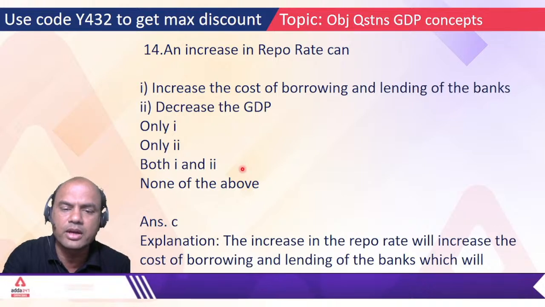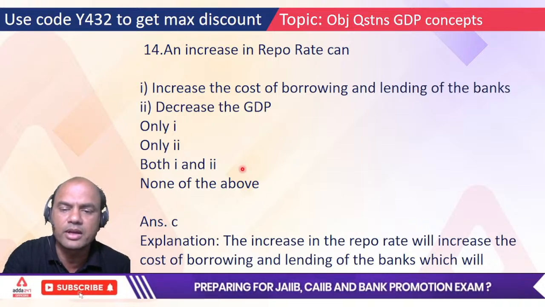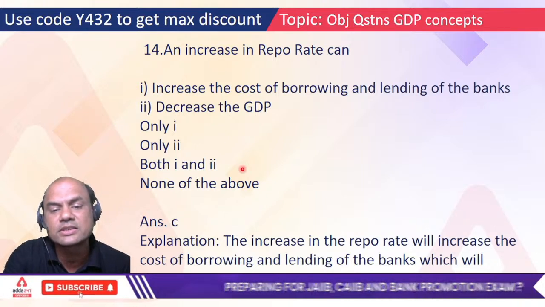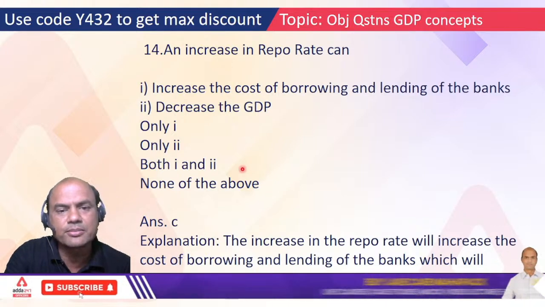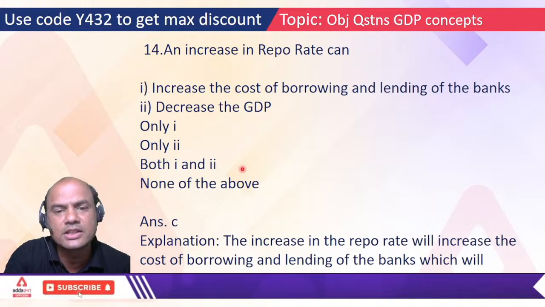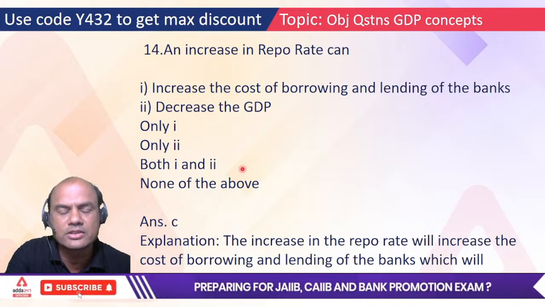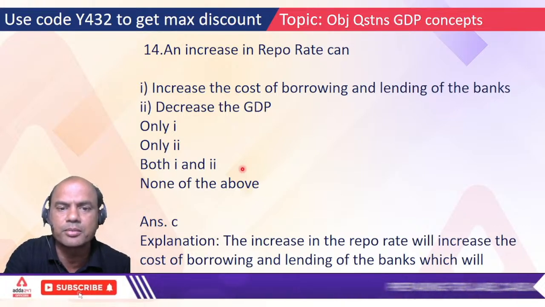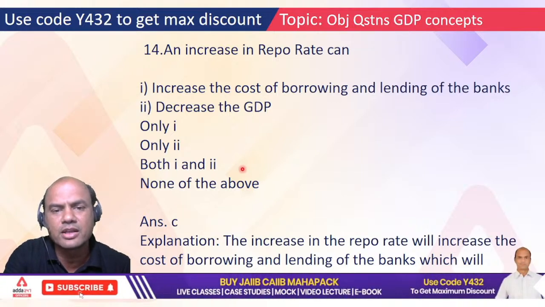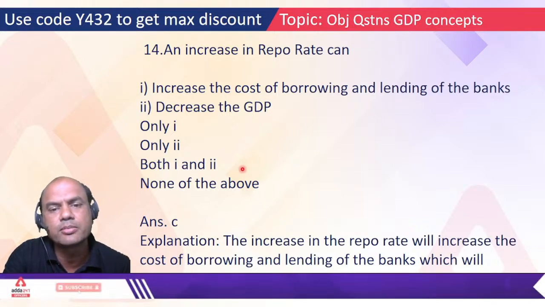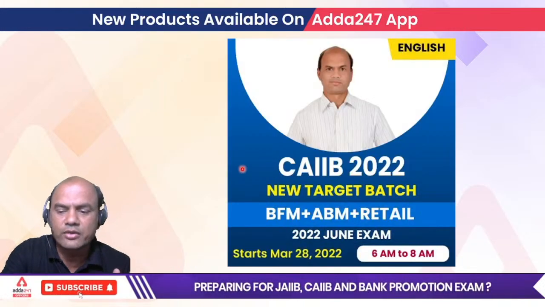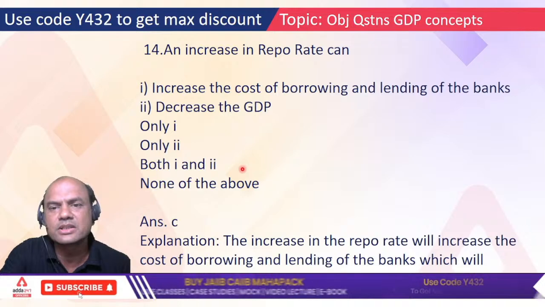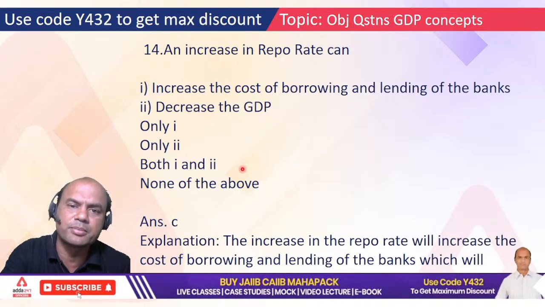Increasing the repo rate will increase the cost of borrowing and lending of the banks, which will discourage the public from borrowing the money. So discourage the public from borrowing the money means decrease in GDP. There will be lesser money in the hands of the common public. So inflation will be in control and GDP will come down. That's the basic logic. Okay. So that was it. These were the main important questions and the important topics on GDP.